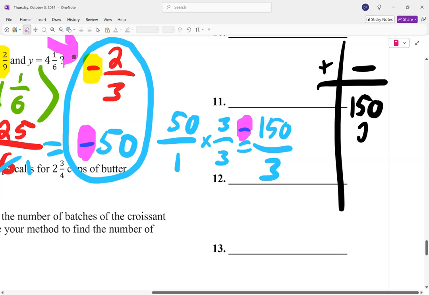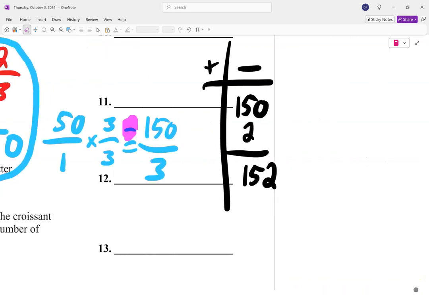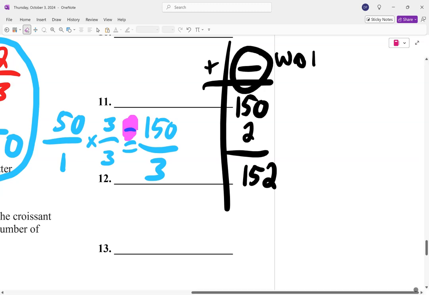150 and 2. And we got 152. That is not divisible by 3, so it doesn't turn into a whole number, does it? Blue. Alright, bad guys win, remember, so our answer is 152 thirds. We're going to reduce it, of course.